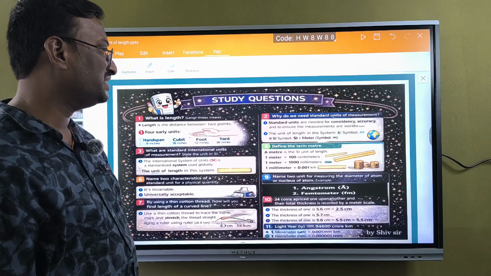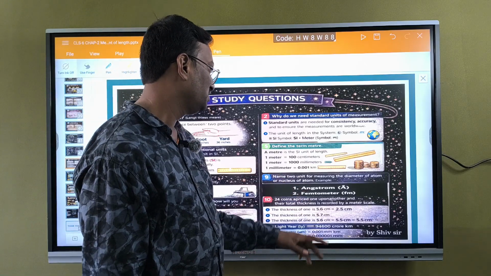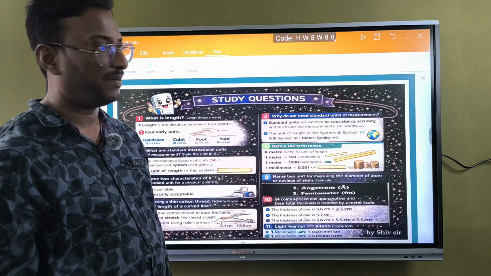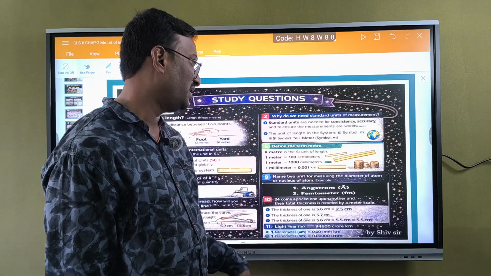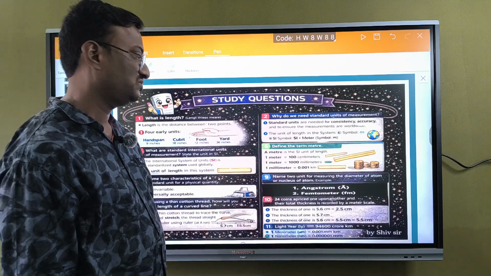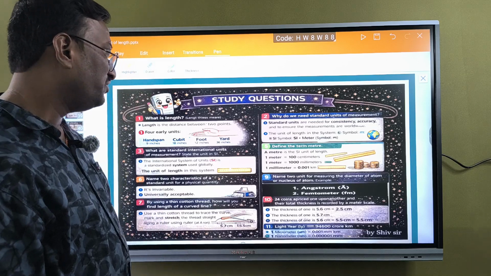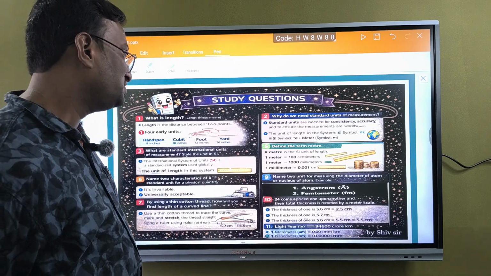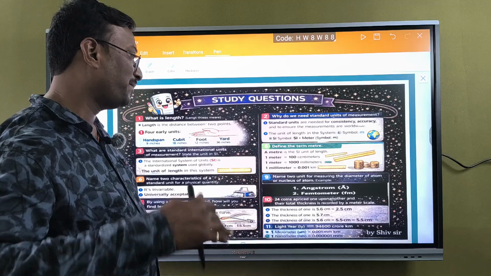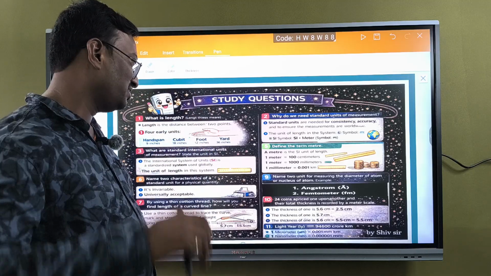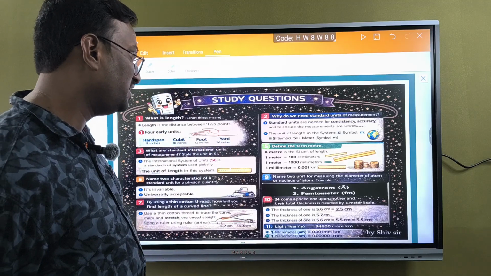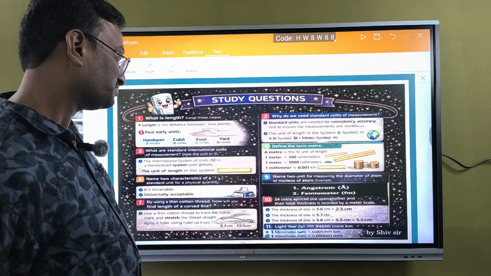Name the two units for measuring the diameter of an atom or the nucleus of an atom. Angstrom units and femtometers. Then, 24 coins are placed one upon another, and their total thickness is measured by a meter scale.